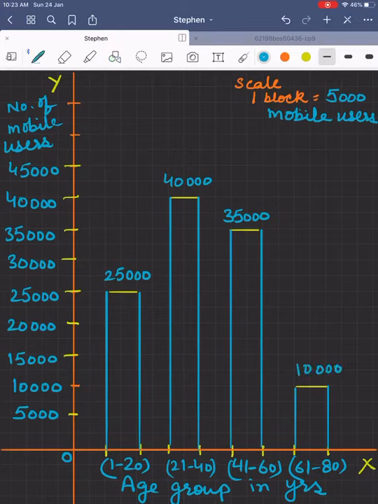So this is how we draw bar graph. And children, you can use colors for different bars, and you can also draw designs inside these bars to make it beautiful. So children, I hope now you can also draw a bar graph for any given data.